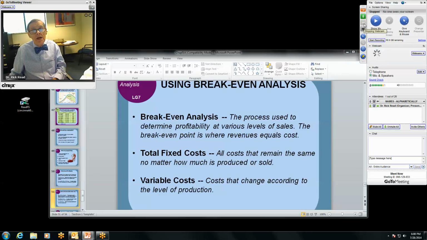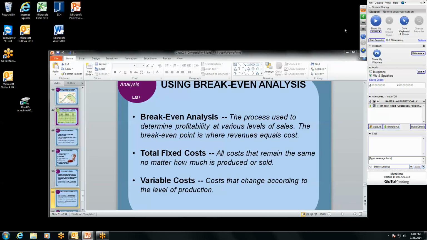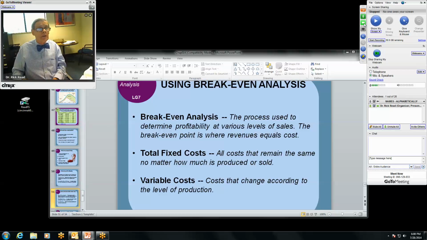Break-even analysis is exactly what it says, and we can't change that any. It's just we're determining profitability at various levels of sales, and when we're at break-even, that means our revenue coming in equals our cost. Now, you can't stay at break-even all the time. Staying at break-even is not going to get you anyplace. But you may want to break even on this product and then sell a little bit higher on some other product, depending upon what your strategy is.